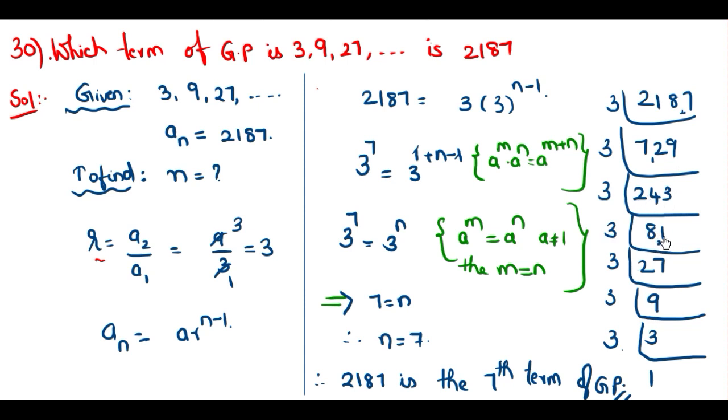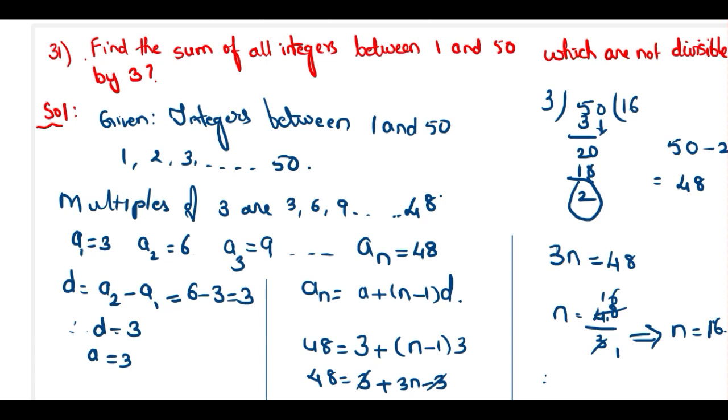Here we have 3 2s are 6, 2 is left. So, 3 7s are 21. Again we can continue with 3, 3 9s are 27, 3 3s are 9 and 3 1s are 3 until we get 1. So, how many 3s we have? 1, 2, 3, 4, 5, 6, 7. So, this 2187 can be written as 3 to the power of 7, which are not divisible by 3.